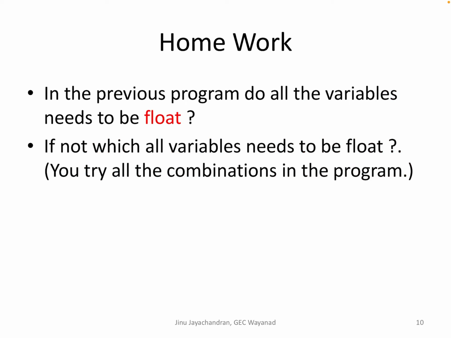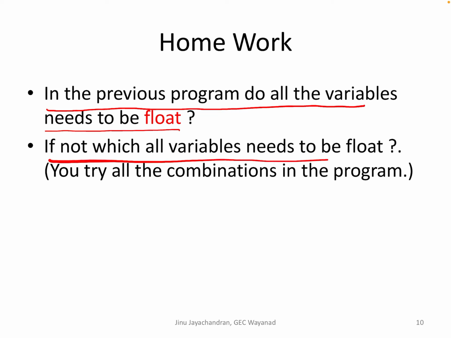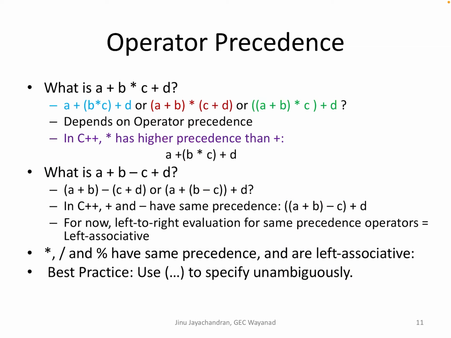So the homework is like this. In the previous program, do all the variables need to be float? If not, which variables need to be float? The program should have the minimum number of variables in floating data type. So it can have A to be float, or B to be float, or A and B to be float, A, B and C to be float, etc. So you should have the minimum number of variables to be float in the previous program to get the correct result in decimal places. That's the homework.